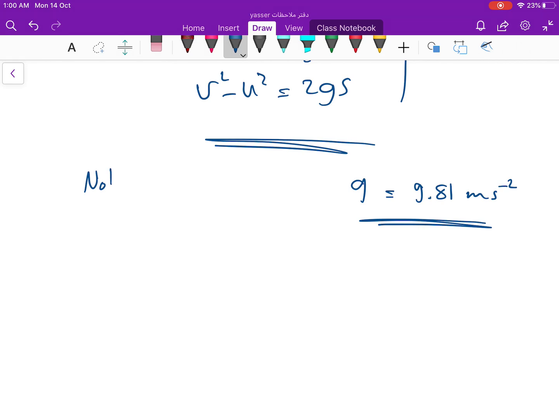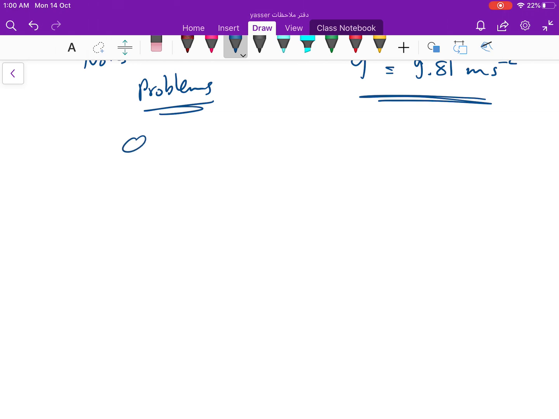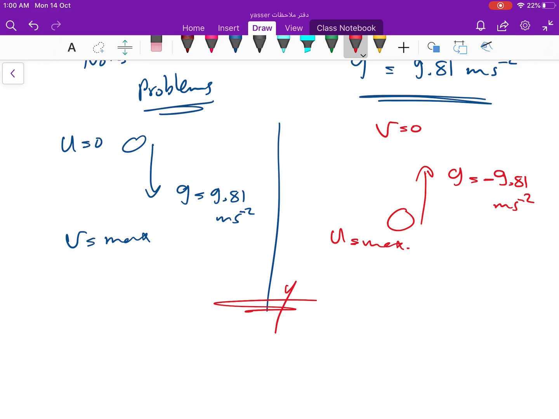Some notes on solving problems related to the free fall acceleration. If the object is left to fall freely, the initial velocity is 0 and the final velocity is maximum, and g is equal to 9.81 meters per second squared. If the object is projected vertically upwards, the final velocity is 0 and the initial velocity is maximum, and g is equal to negative 9.81 meters per second squared, since the object is moving upwards.